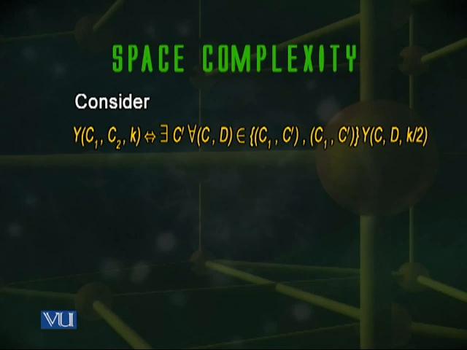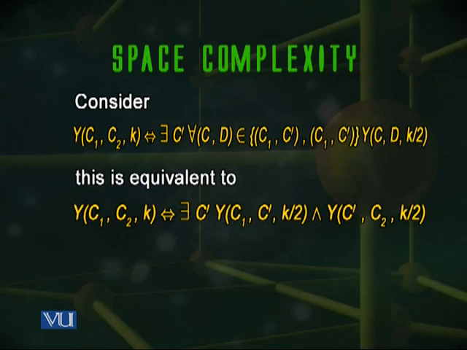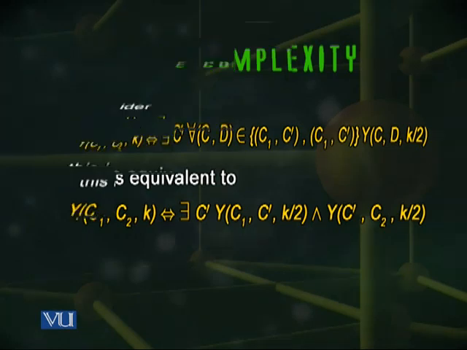So let's look at the first pair and see what it would give us if we substitute that pair for C comma D. It will give us C1 comma C prime. And if we substitute the second pair, it will give us C prime comma C2. Therefore, this formula would be equivalent to there exists C prime such that yields of C1 comma C prime comma k over 2 and yields of C prime comma C2 comma k over 2. Therefore, this is a new way of writing down the old formula, and we have used the quantifier for all.